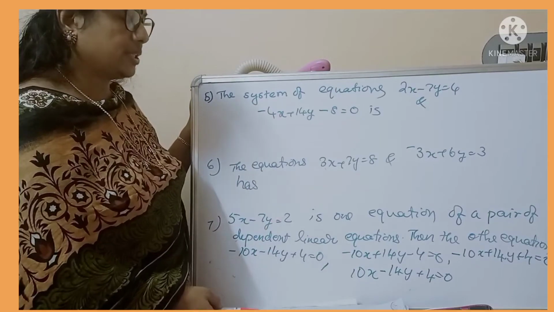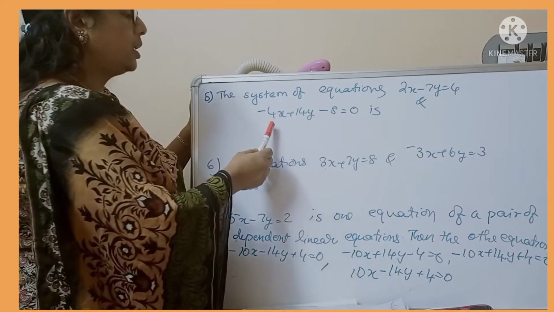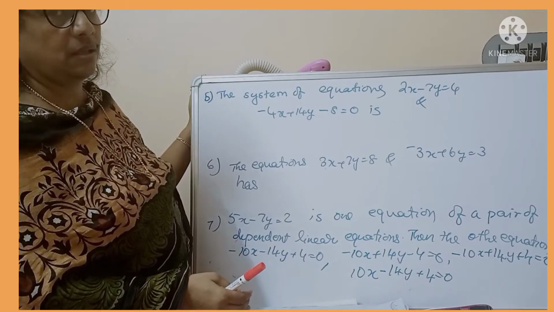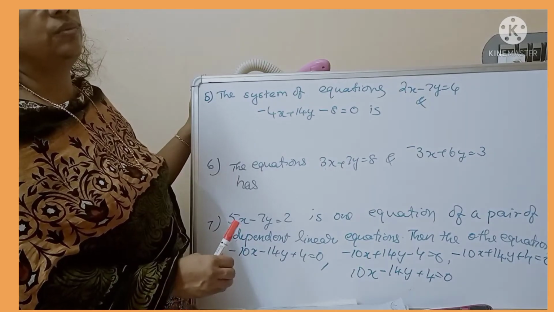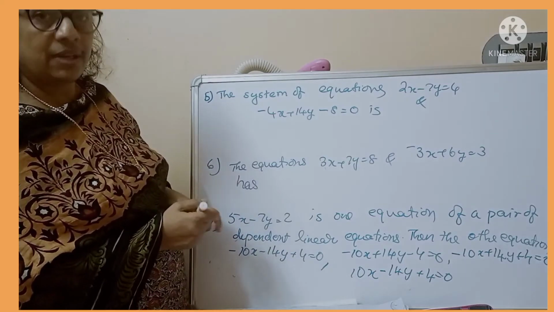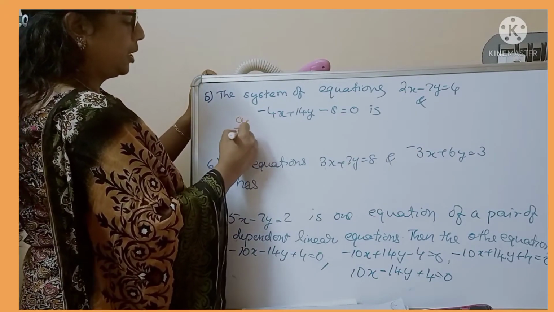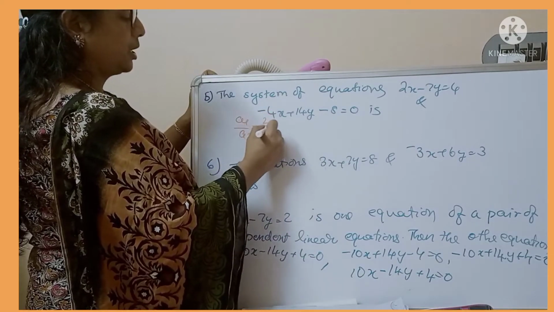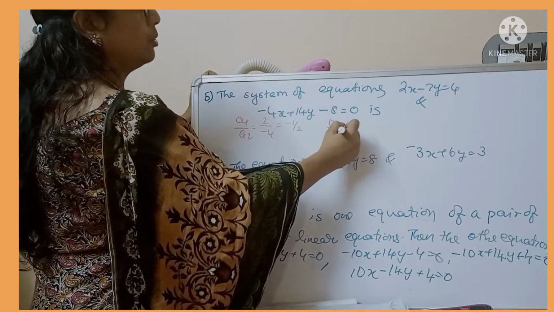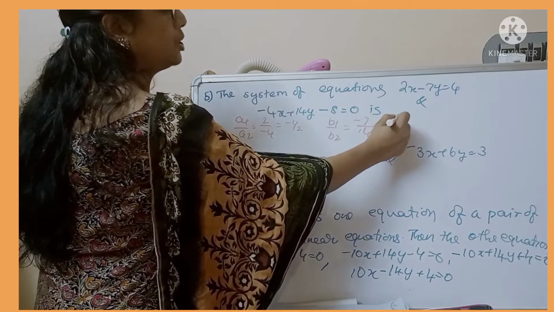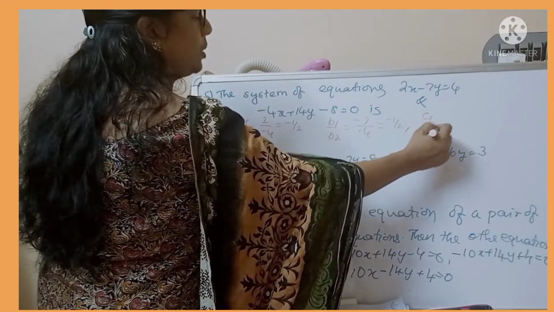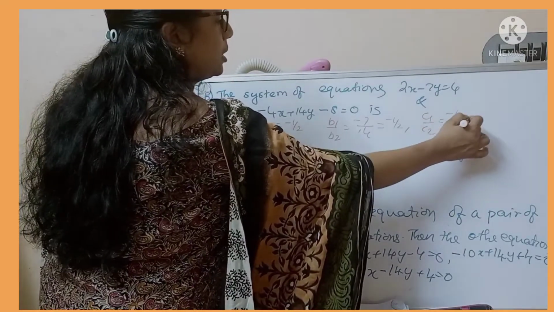The system of equations 2x minus 7y equal to 4, negative 4x plus 14y minus 8 equal to 0 is inconsistent or consistent? For that, we want to find the ratio of the coefficients. So in 2x, a1 is 2. So a1 by a2, that is 2 by negative 4, equal to negative 1 by 2. Then b1 by b2 equal to negative 7 by 14 equal to negative 1 by 2. Then c1 by c2 equal to negative 4 by negative 8 equal to 1 by 2.